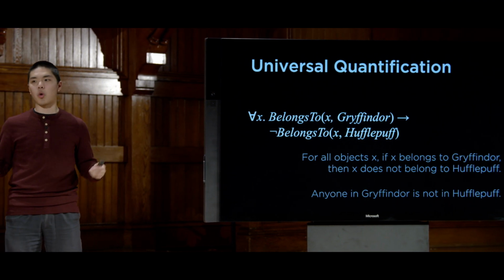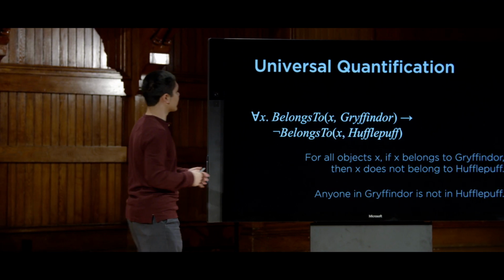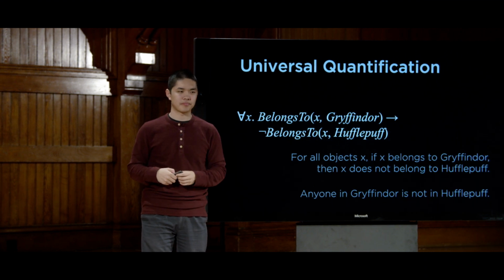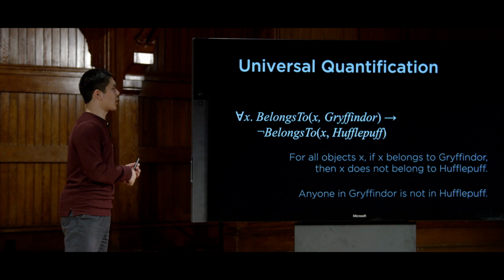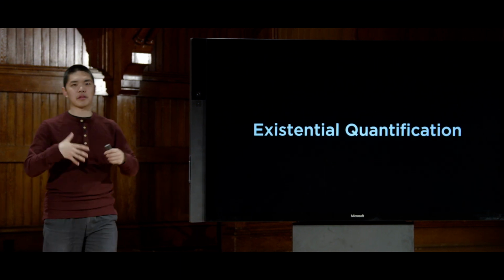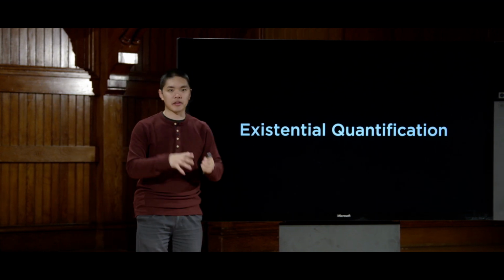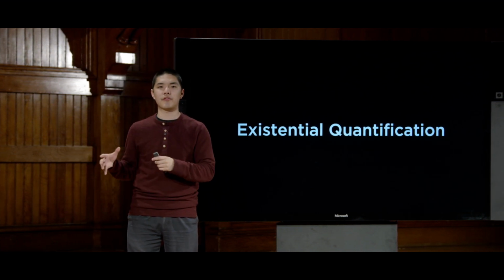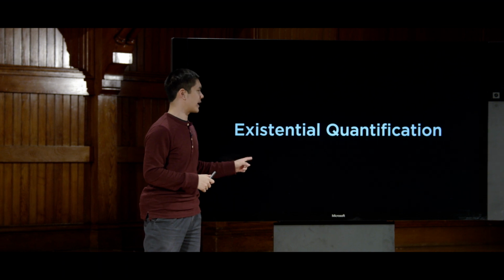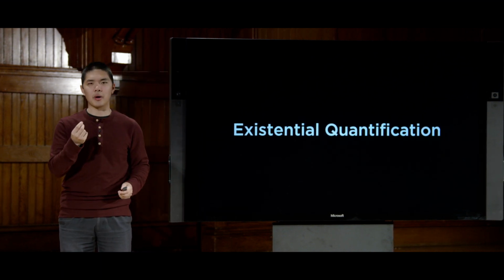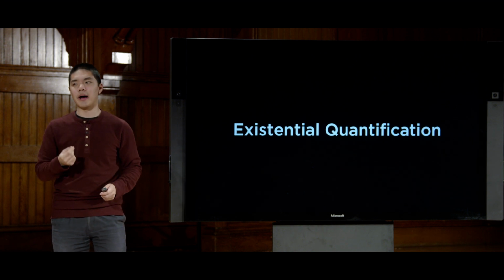So this universal quantification lets us express an idea like something is going to hold true for all values of a particular variable. In addition to universal quantification, though, we also have existential quantification. Whereas universal quantification said that something is going to be true for all values of a variable, existential quantification says that some expression is going to be true for some value of a variable, at least one value of the variable. So let's take a look at a sample sentence using existential quantification.